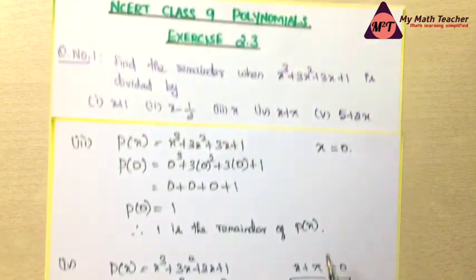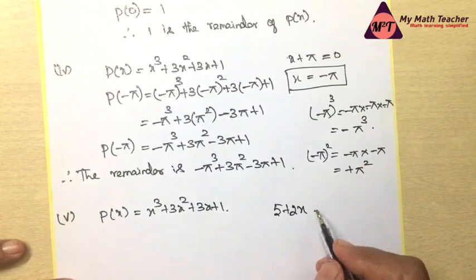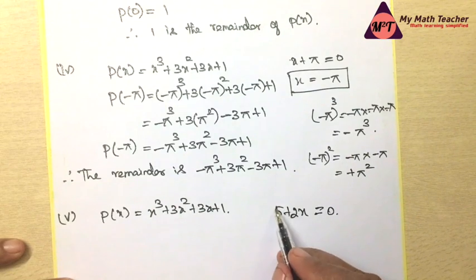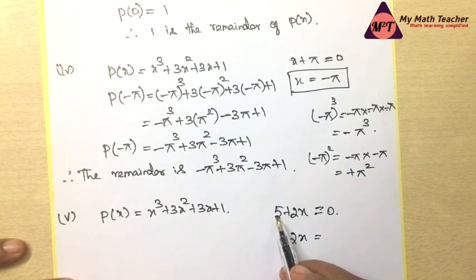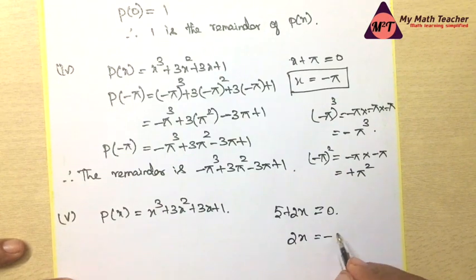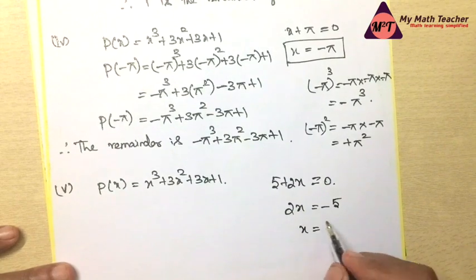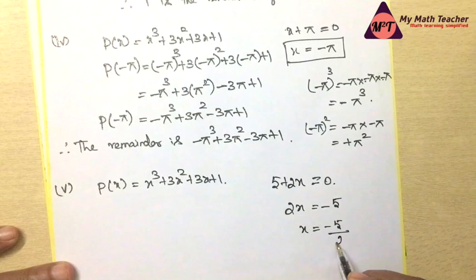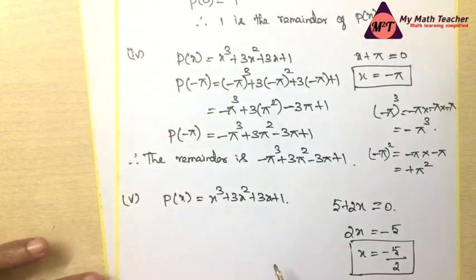The last subdivision, here the same polynomial you have to divide by 5 plus 2x. Okay, now 5 plus 2x, let us equate this to 0. Now we need only x value, transpose the number to the other side. 2x is equal to, this 5 will be transposed to the other side, which will be minus 5. So now x value, only x value is minus 5, divided by 2. This is the x value. We have to substitute in this polynomial.